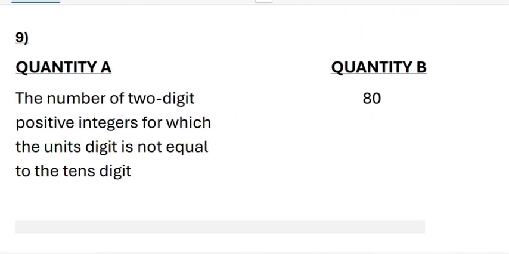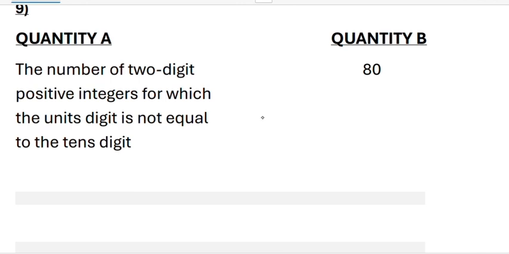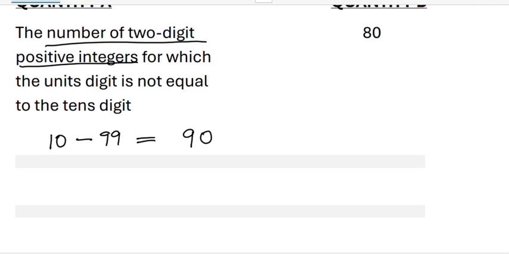C. Question 9. Quantity A is the number of two-digit positive integers for which the unit digit is not equal to the tens digit. So let's start with the number of two-digit positive integers, and they range from 10 to 99. And in total, they are 90 in number. Okay, you can count it yourself.